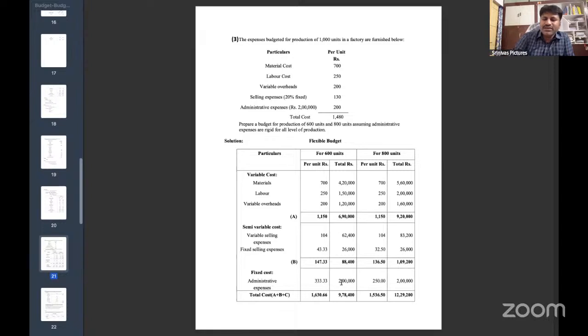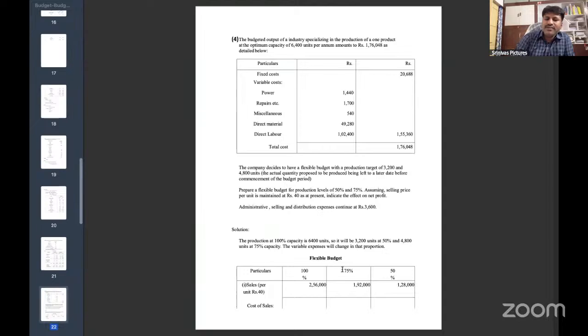And fixed cost 2 lakhs is common for all. That total cost we are dividing into number of units. That is 2 lakhs divided by 800 units for 800 capacity, 250 per unit. And 2 lakhs cost for 600 units, 333 rupees. So here what happened? The number of units are less, so the unit cost will be high. When the number of units are increasing, unit cost will be decreased. So this is the way to preparation of flexible budget.